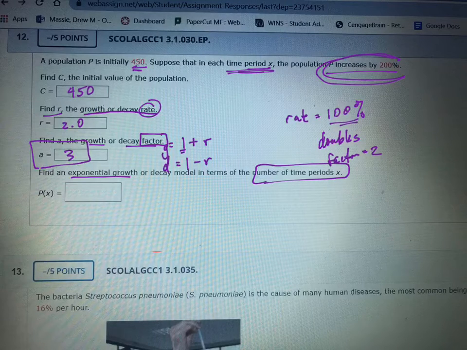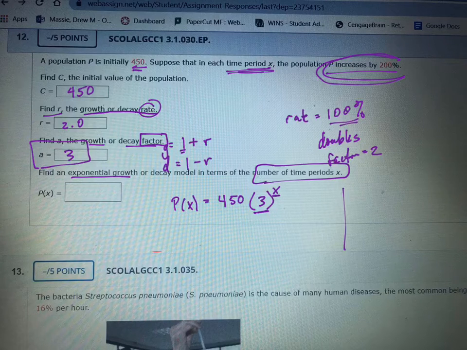So here's how this works. P of X equals, you start with your initial population, 450. And then you take your growth factor, which is 3, and then you raise it to the X. That's right. So every X time periods, it's going to triple. You're going to multiply it by 3 every X time periods.